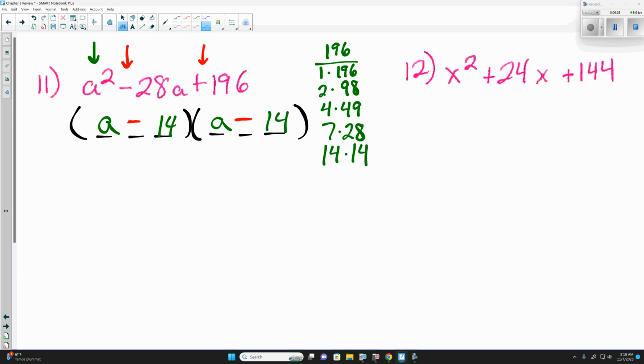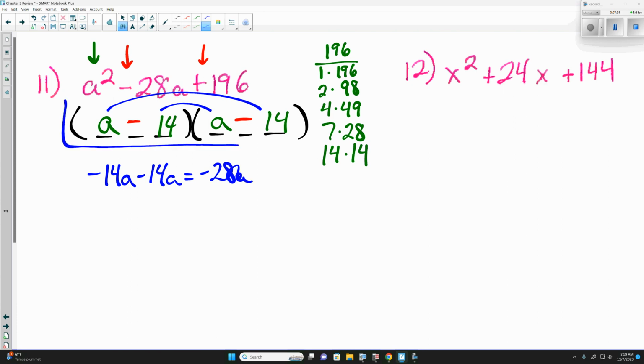Now, since we're just factoring, we're not solving, when we check, we can check it underneath it. I normally wouldn't put it there if we're solving because we do have steps after this. But if we check this here, a times negative 14 is negative 14a. Negative 14 times a is negative 14a, which gives us negative 28a. Is that what we wanted? So this here is the correct answer.